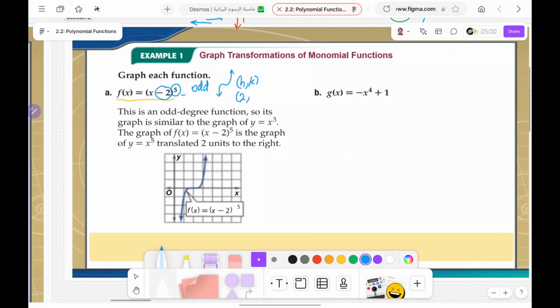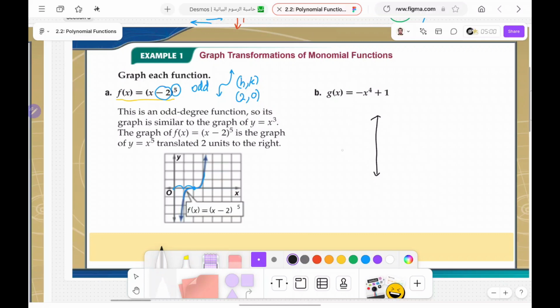And do I have k? K should be a minus or plus anything here, but I don't have anything here, so k equals 0. Now if I need to graph this one, it's 2 steps to the right from the origin. 1, 2 steps to the right, then you can graph my function. Okay, now how about this one here?